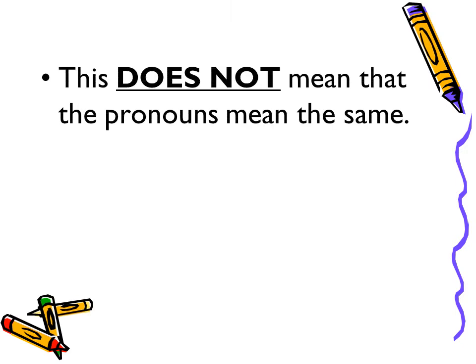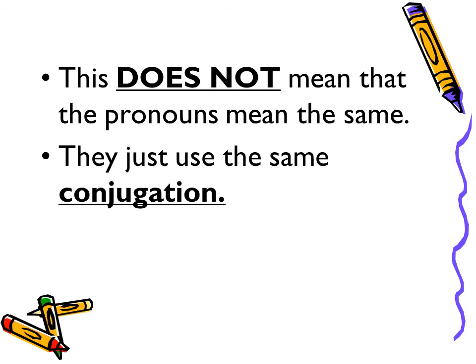Now it's very important that we remember that this does not mean that the pronouns mean the same thing. Okay? It just means that they use the same conjugation. So we know that él means he, ella means she, and usted means you in the formal way. So even though the three of them use the same conjugation, each pronoun means a different thing. But we have to group them this way because they're going to use the same conjugation.